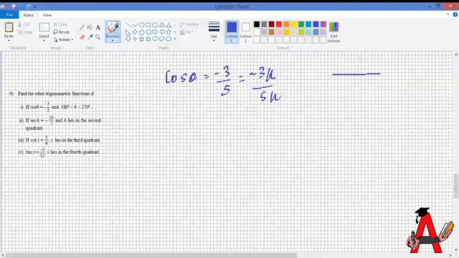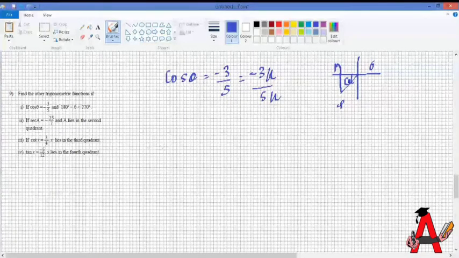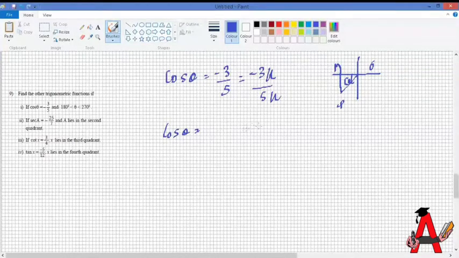And in the third quadrant, we can say suppose this is theta and this is O, this is P and this is M. I can say my cos theta is adjacent upon hypotenuse, which means OM upon OP. Therefore, I can say that my OM is minus 3k and OP is 5k. So my OP is 5k, and OM is minus 3k or 3k.